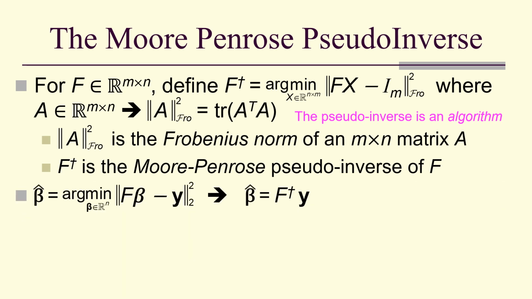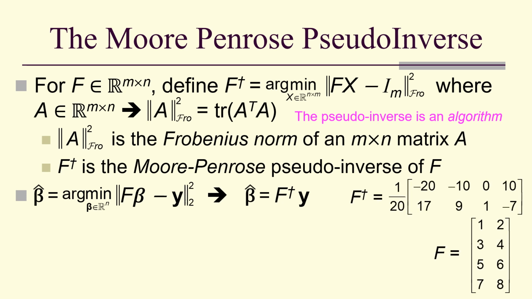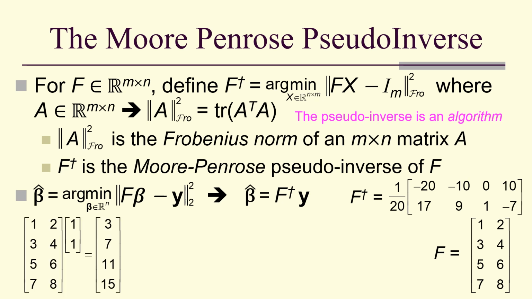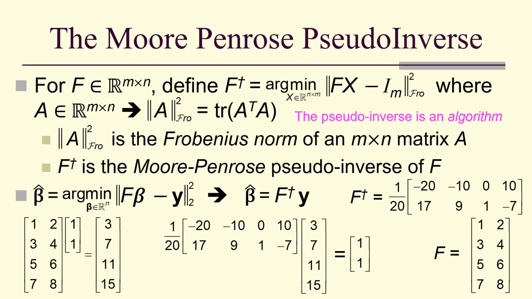So if I'm going to do a multilinear regression, beta hat equals argmin over the betas of the Euclidean norm squared of F beta minus y, then you can prove that beta hat is F dagger times y, the pseudo-inverse times y. So the pseudo-inverse generalizes the concept of an inverse. So if this is F dagger and F as before, then if I was to take F times (1, 1) and get (3, 7, 11, 15), then F dagger times (3, 7, 11, 15) would give me (1, 1). Again, generalizing the concept of an inverse.